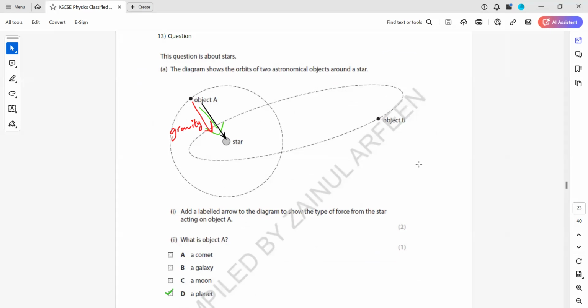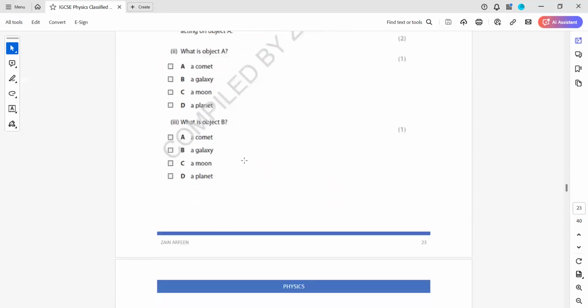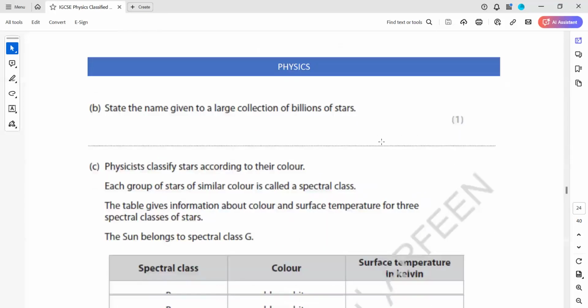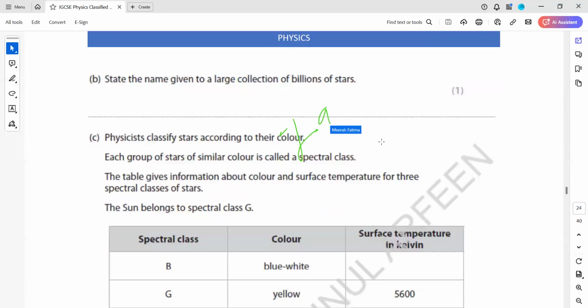What is object A? And object B is a comet. You have to label on the arrow as well. So object B is a comet. State a name given to a large collection. So we call them a galaxy. When repetition is there.